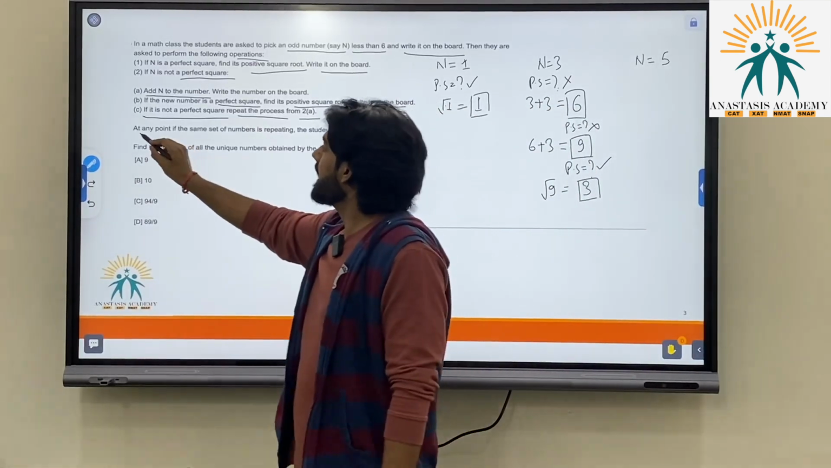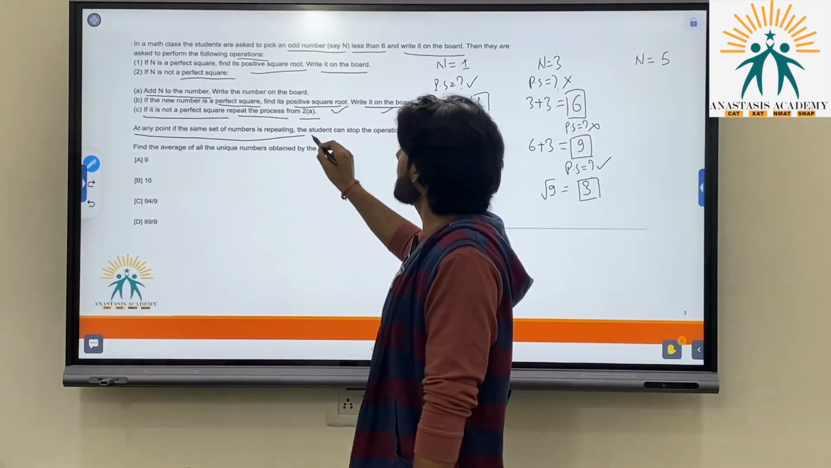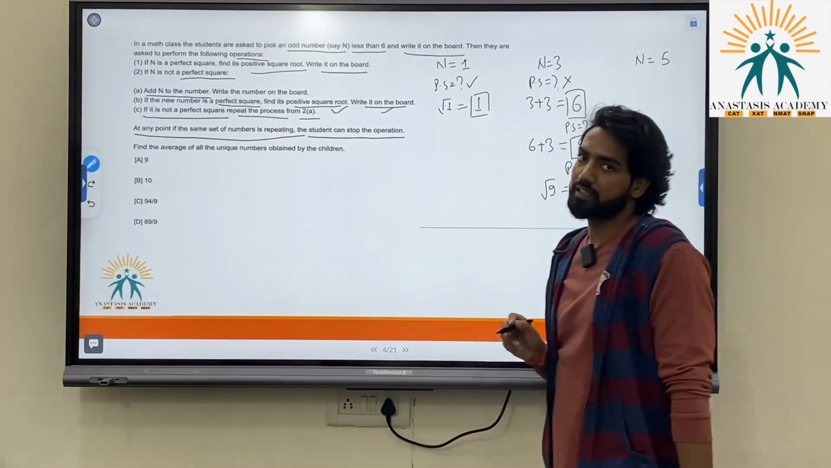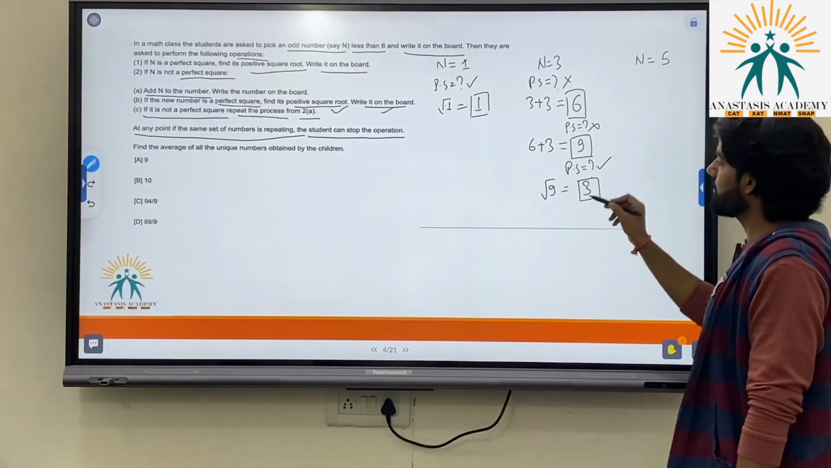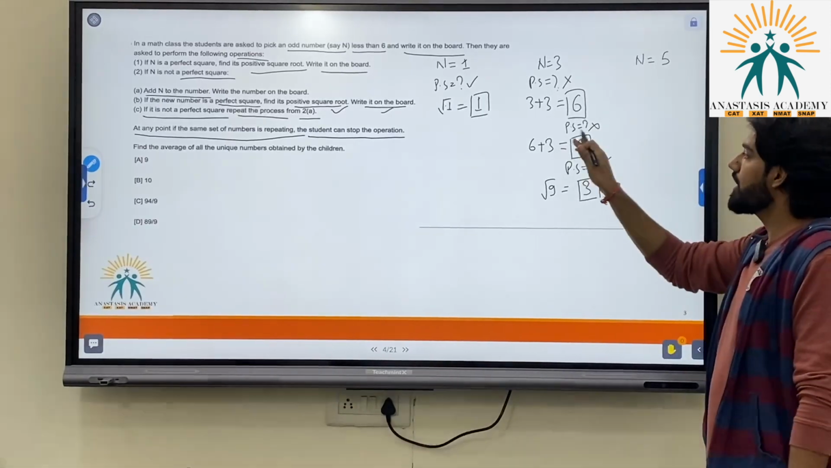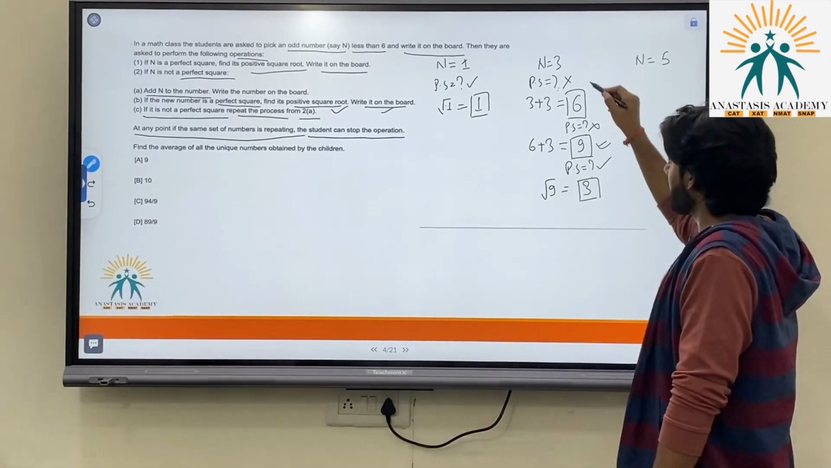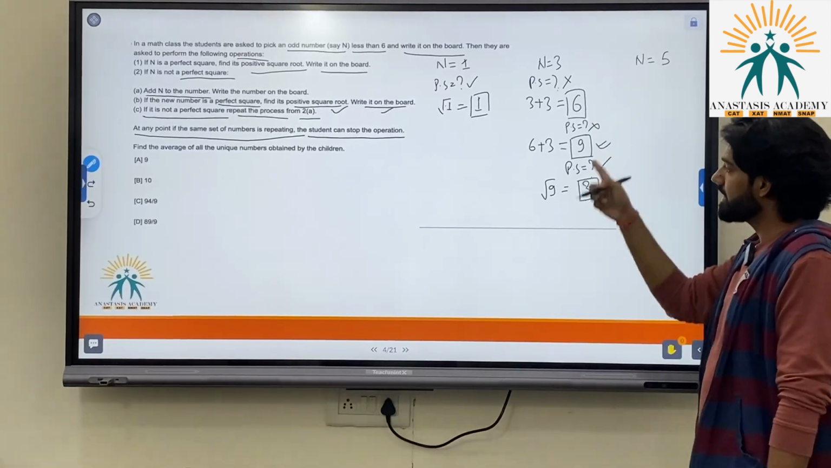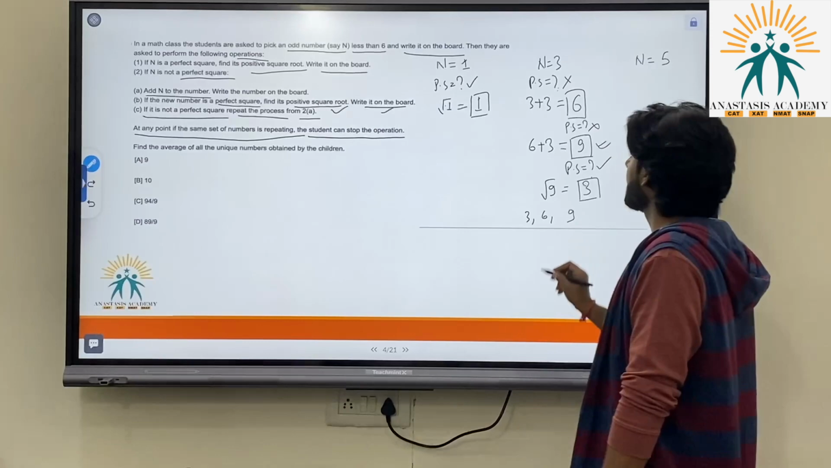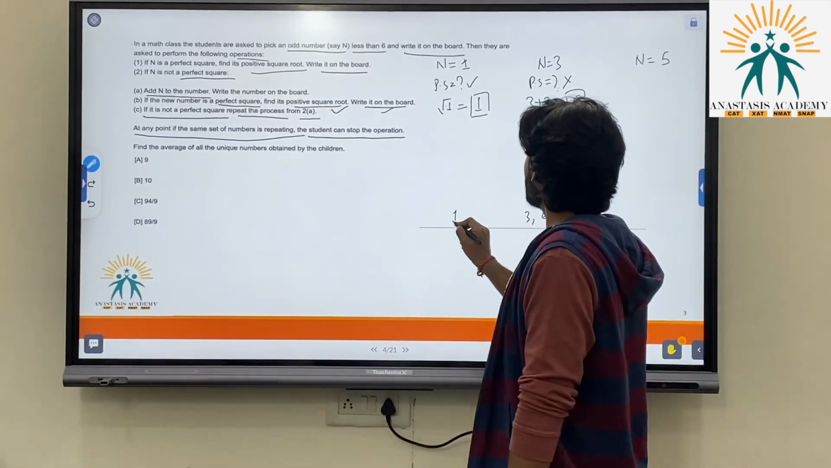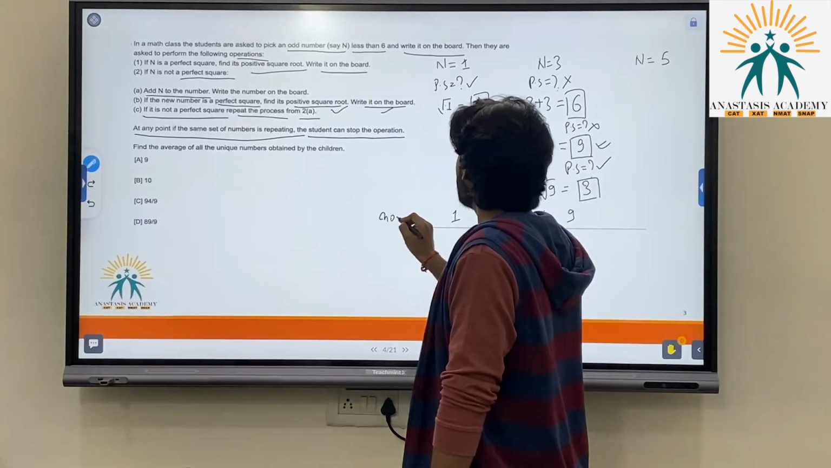Now at any point, if the same set of numbers is repeating, the student can stop the operation. So from here onwards, numbers will be repeating. I have to add 3, then add 3 again, and then the numbers will be repeating. So in this case, numbers written on the board are 3, 6 and 9. For n equal to 1, the number written on the board is 1 only.